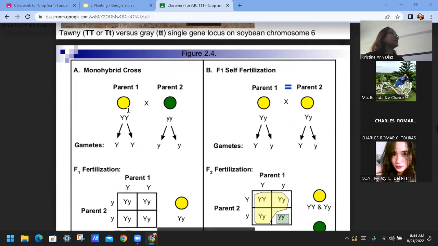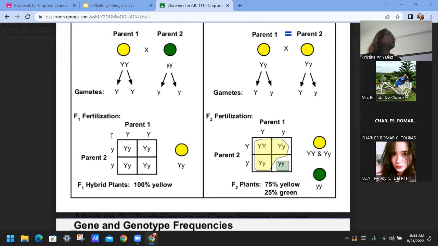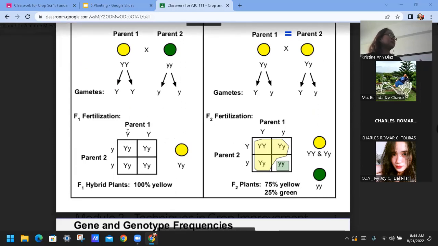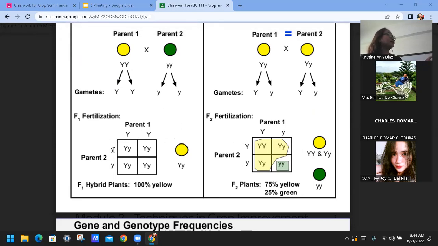So when you mix them, the yellow is dominant, capital Y, and the green is recessive. Let's say the green seed is recessive, so that's recessive green, or small letter y. So when you put them in a Punnett square, you distribute the yellow seeds, which are dominant here, and the second parent is the green, which is recessive, small letter y.